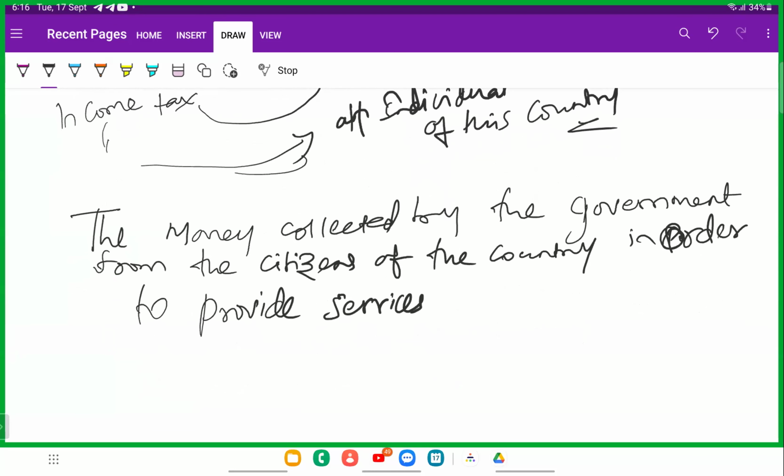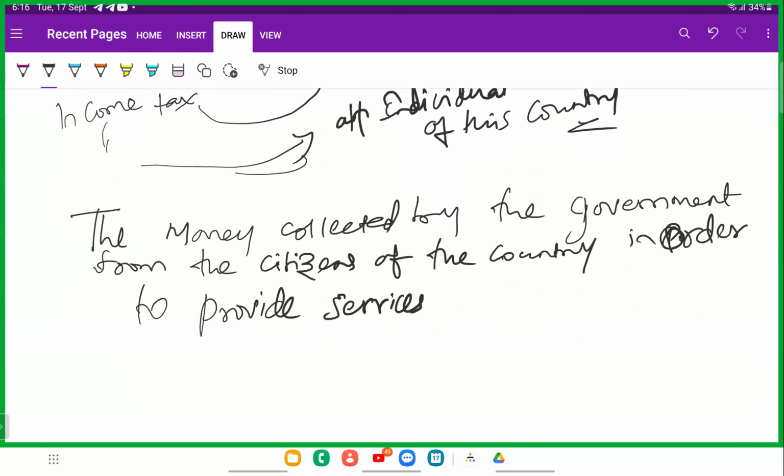They are running the services to make citizens or individuals of this country safe and economically healthy. So this is how the government collects taxes in order to give services to its citizens. There are various types of taxes. Please make a note of it. First is income tax. Next is sales tax. And next is goods and services tax.